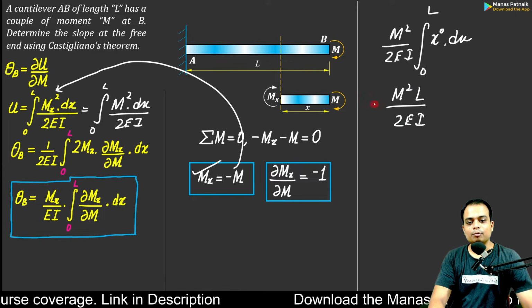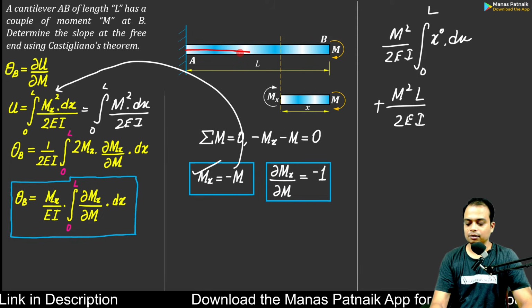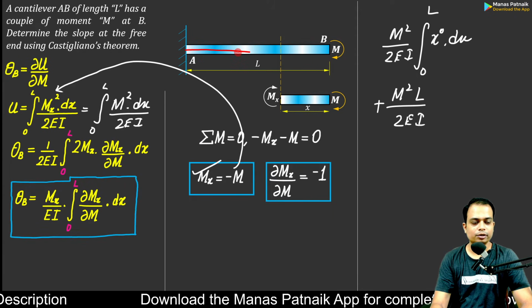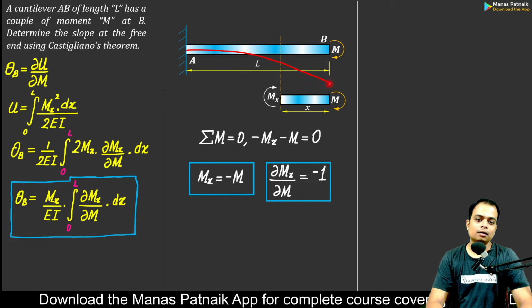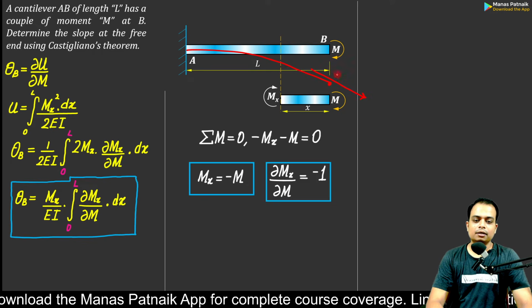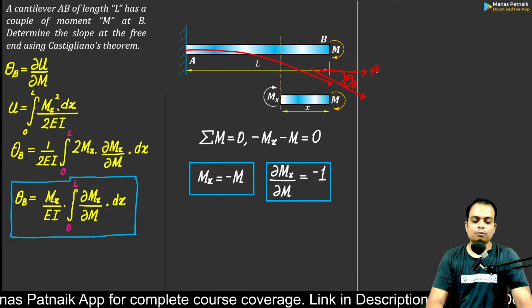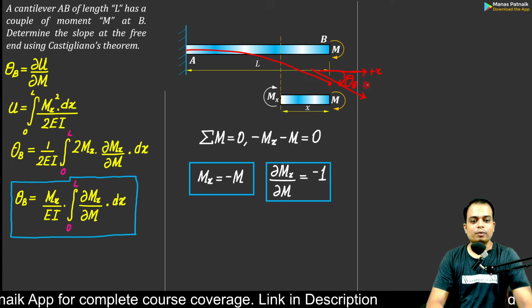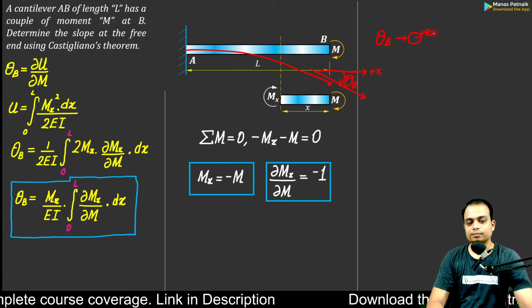But can the answer be positive? No. The reason being very simple. The elastic curve, if you want to take a screenshot, you surely can. Let me erase this. This angle over here with the positive x-axis has been measured in a clockwise sense. So theta B will always be negative.